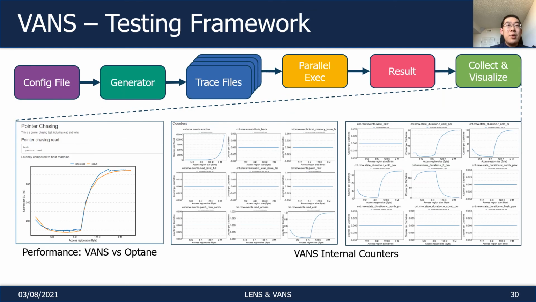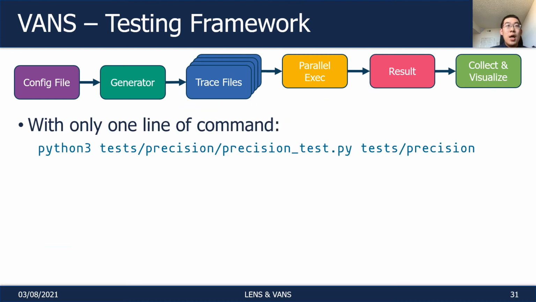Here's an example report generated by the testing framework. It shows performance comparison between simulation and Optane DIMM, and plots all the internal hardware counters inside the VANS simulation. More importantly, all these tests are automated. The user just needs to set up a configuration file and then use this one line of Python command to run the tests. We believe this helps users to quickly develop their own non-volatile memory system model.